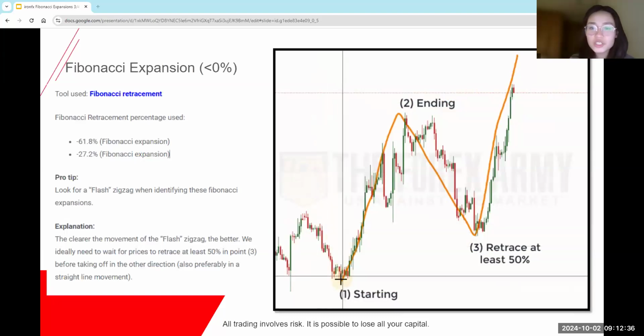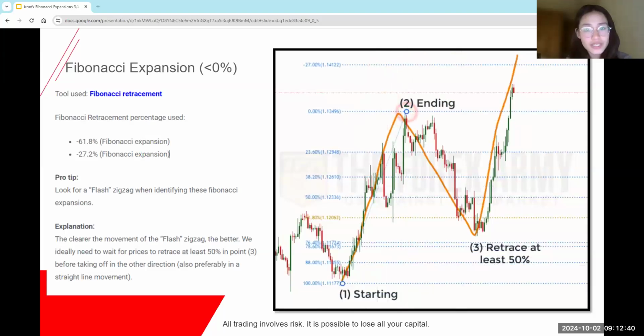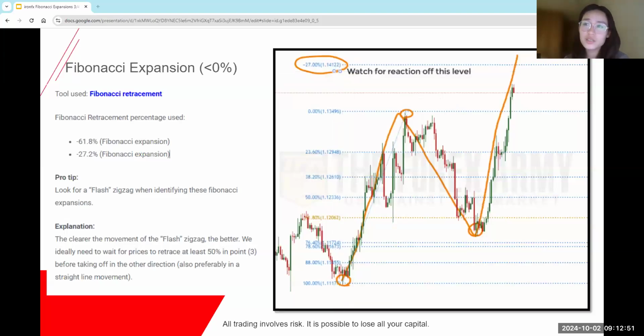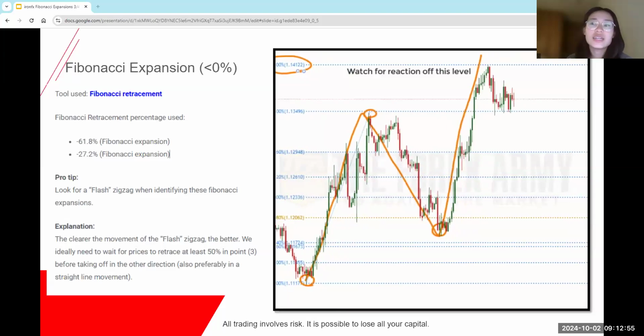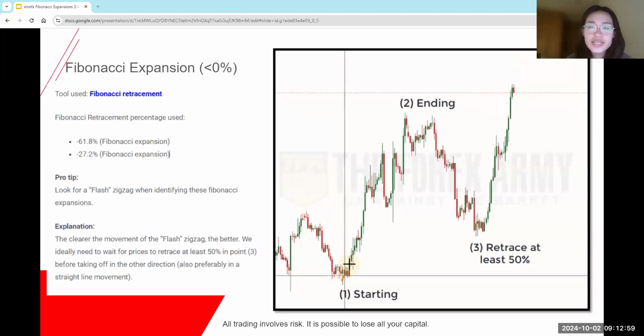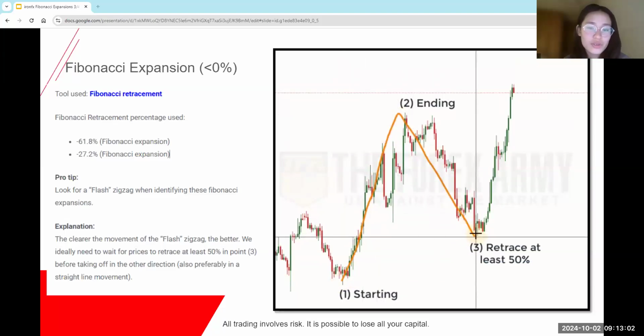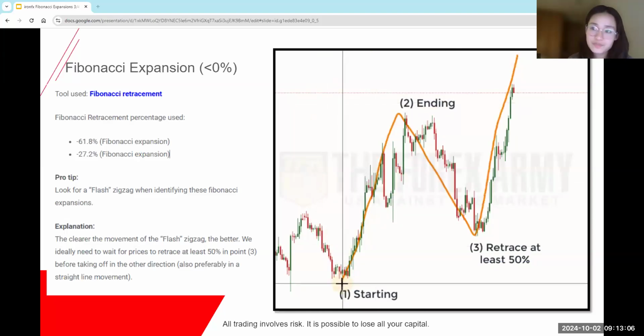So using the Fibonacci retracement tool, we make use of the negative levels, the minus 61.8 and minus 27.2. When using this tool, you want to look out for a flash or zigzag kind of shape, or we can also call it a lightning bolt shape. Ideally, price should retrace at least 50% of your third point before reversing off of it.